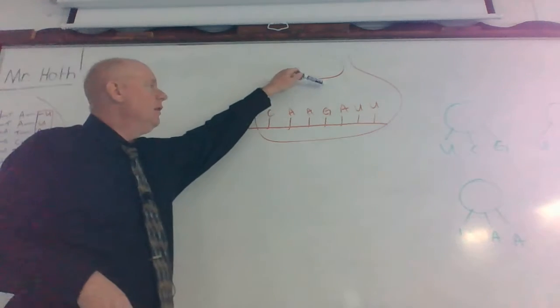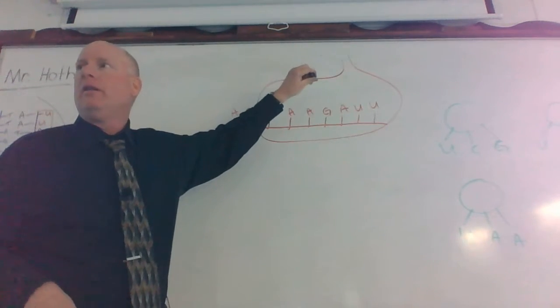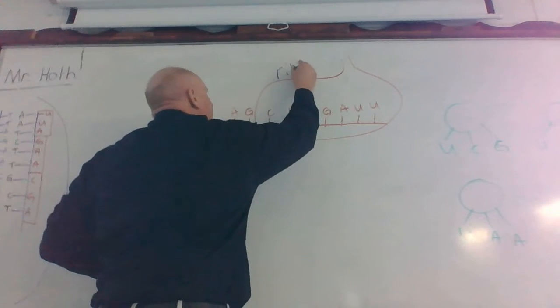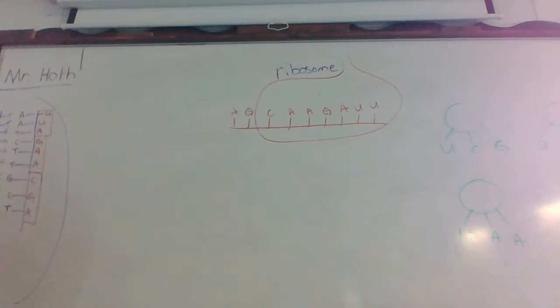Where does this protein synthesis take place? On the ribosome. Okay, so here's your ribosome. As you correctly said, this is your nucleus. And how do we know that this is DNA and that's RNA? DNA is a double helix, it's double-stranded, and RNA also has what? And it's single-stranded, that's right.